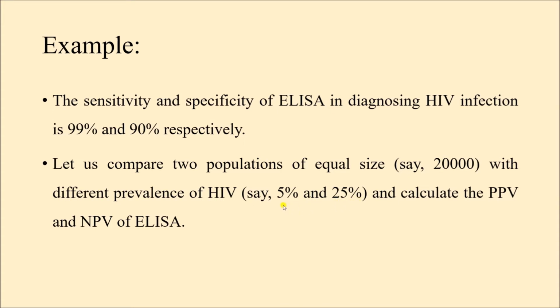So these are kind of arbitrary numbers just taken for the sake of explaining this phenomenon, and then we are going to calculate the positive predictive value and the negative predictive value of ELISA in diagnosing HIV infection.